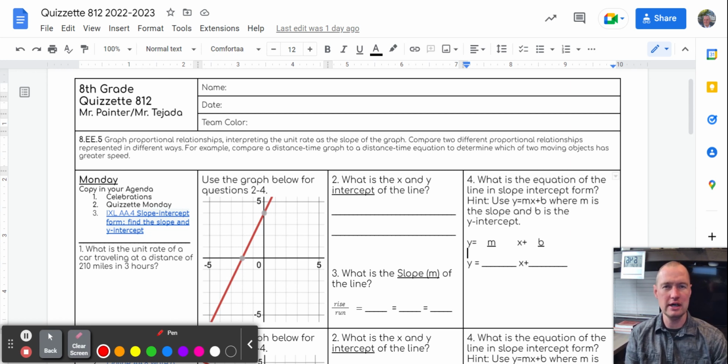Today we're working on Quizzette 812. So this is our second Quizzette for our unit for linear equations.